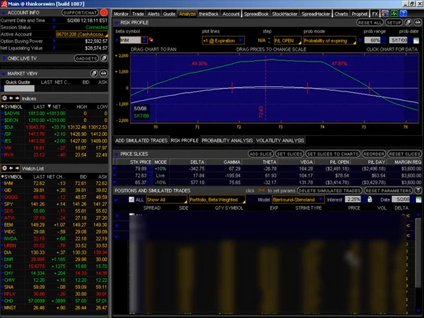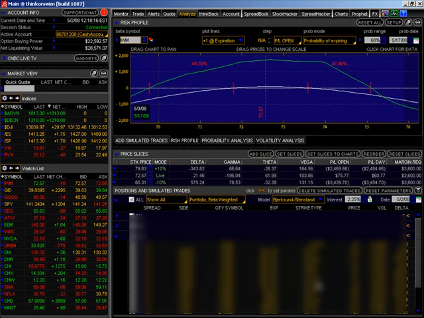The reason for that is just like any other business. Any other business, if they had an opportunity to buy stock, let's say they had a gift store.